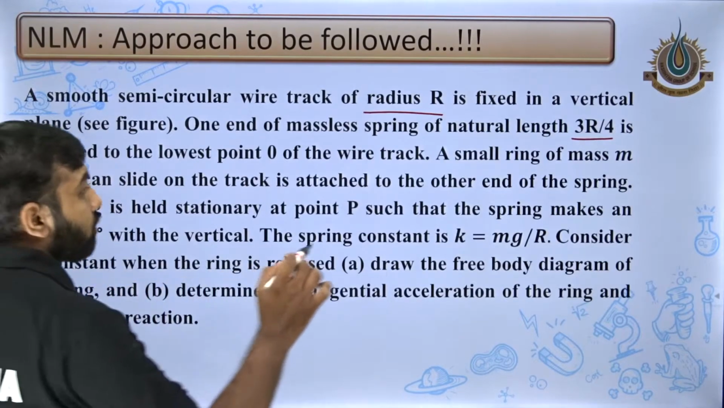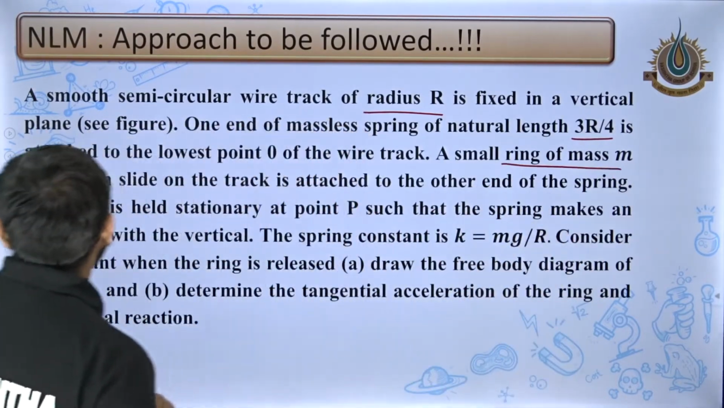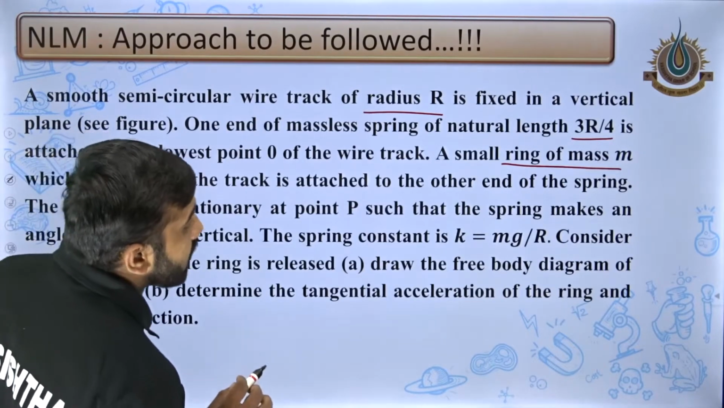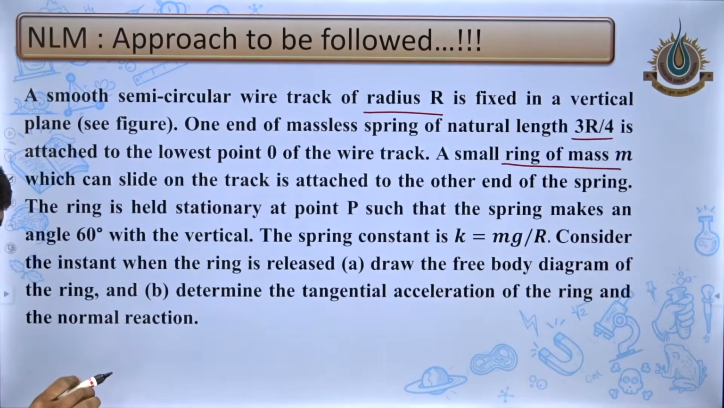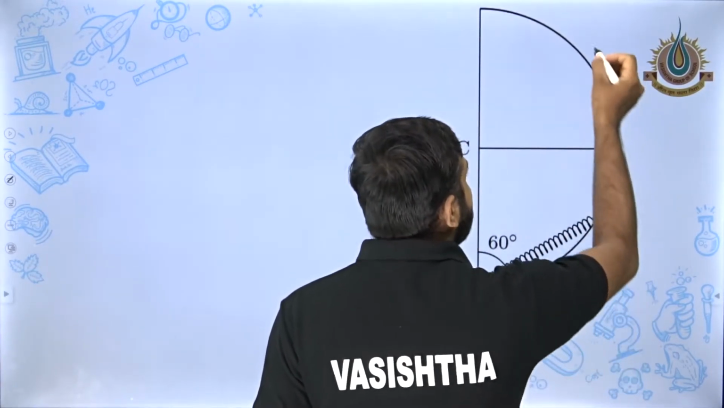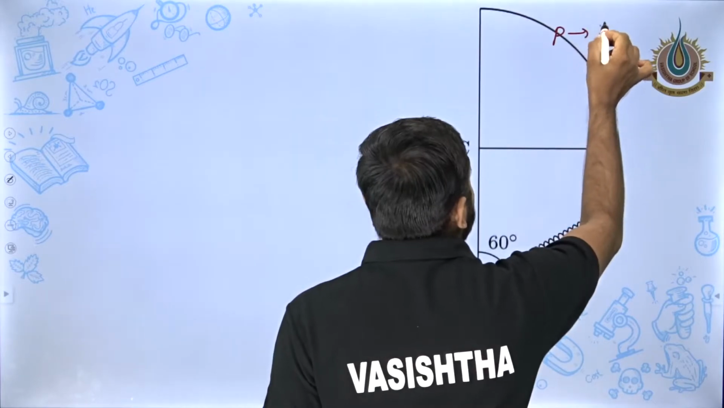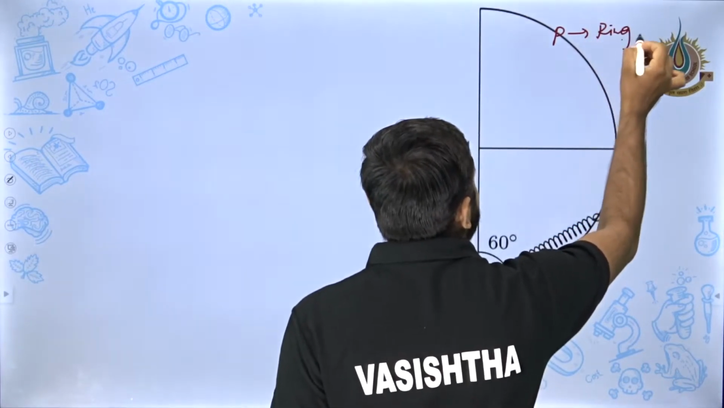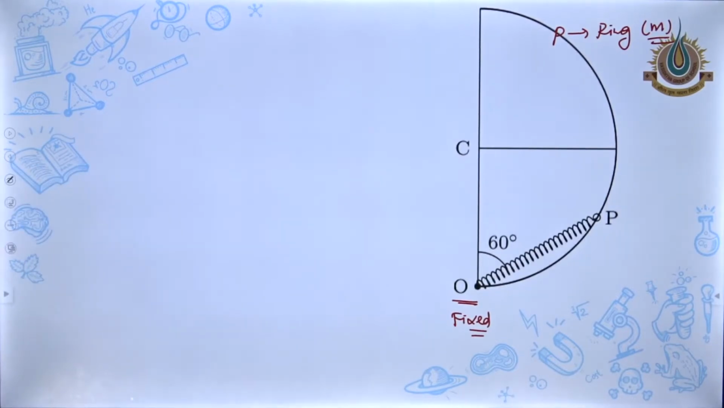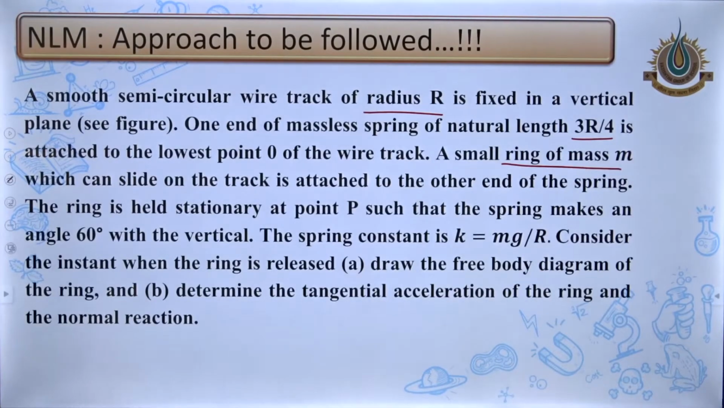Now what is the next one? A small ring of mass m, which can slide on the track, is attached at the other end of the spring. So the other end is joined to what? This is the ring. Actually, at P there is a ring. So at P, one ring is connected, and the mass of the ring is supposed to be m, which is given to us. Don't worry about this.